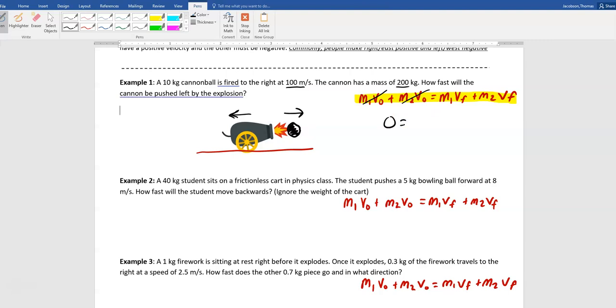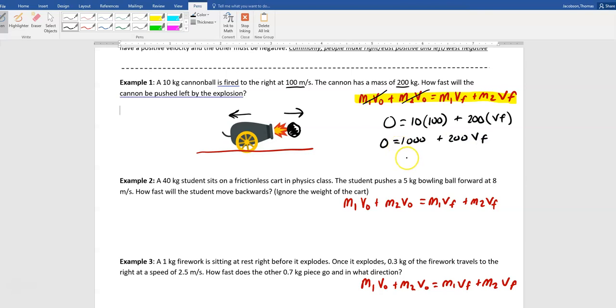Now we'll go ahead and fill these in. I'm going to make the 10 kilogram cannonball M1, and it gets fired to the right at 100. And then I've got the mass of the cannon itself, and then the velocity that gets pushed back, which means we have 0 equals 1000 plus 200 VF.